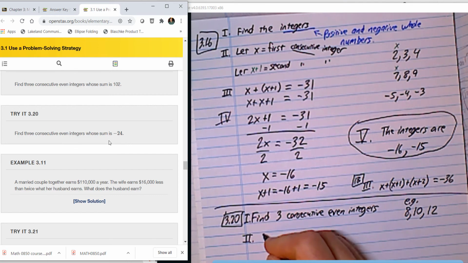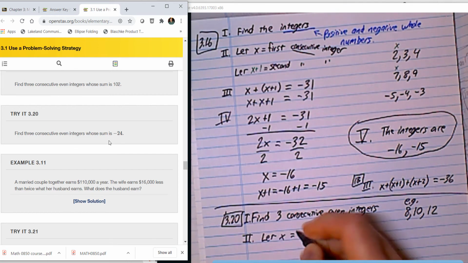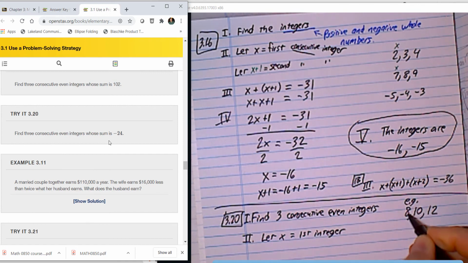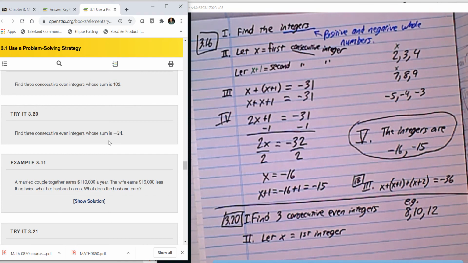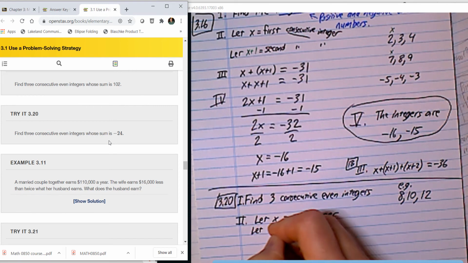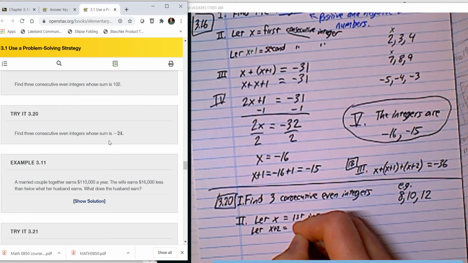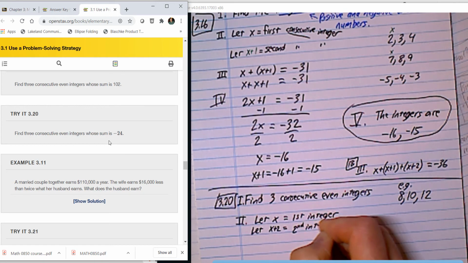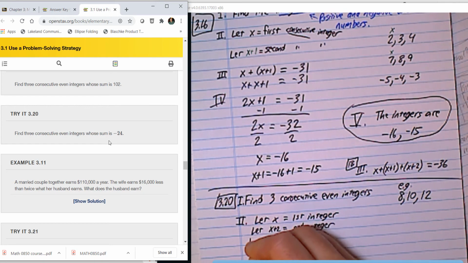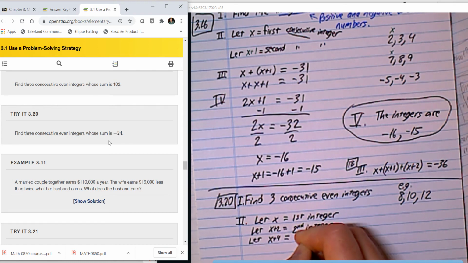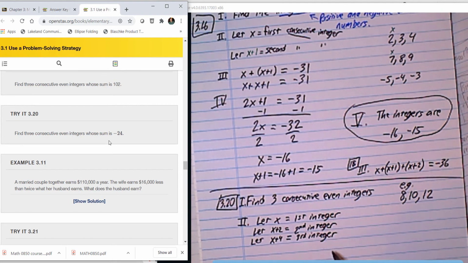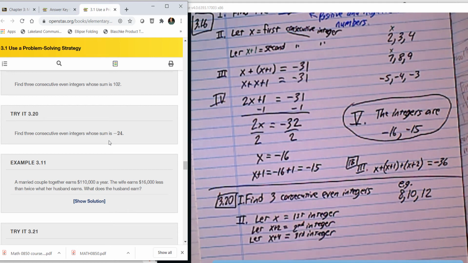So since there's 3 integers, I'm going to let x equal the first integer. So let's suppose x is 8. How would you get 10? Well, you would let x plus 2 be the second integer. How about that third one? Can you guess? x plus 4 is the third integer. And I think actually from there you should be able to finish problem 20 and you can check your answer.